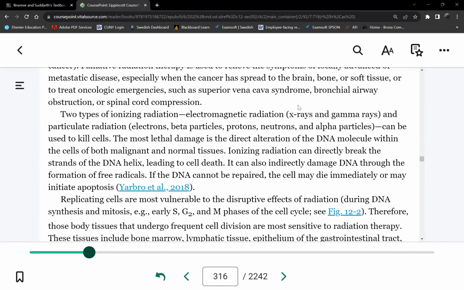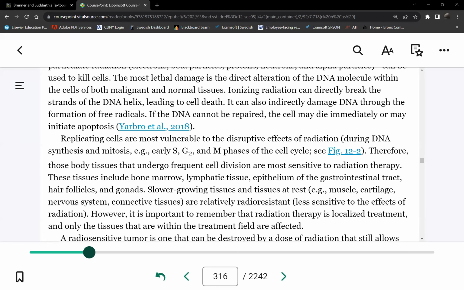So X-rays and gamma rays, electrons, beta particles, protons, neutrons, these are the different types of radiation we use to expose cancer. And don't forget, we're also exposing the normal cells together with it. So both normal and cancer cells will all die from radiation, all right? So they interrupt the strands of the DNA helix, and then that's how the cells die.